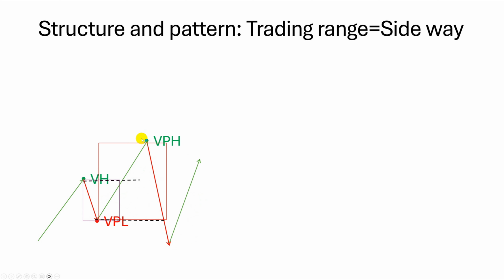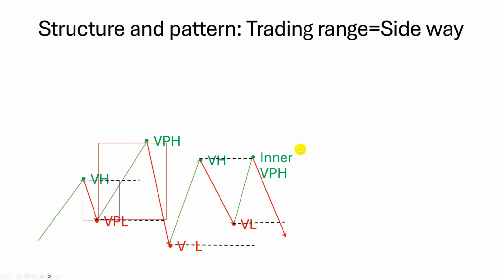It goes up and comes down, but it cannot take this valid low. It creates an inner valid high. And again, it takes it with a little bit of price movement up and gives us a valid low. And again, it takes it, and before it takes the valid low here or the valid high, the protected valid high up there, we again have an inner protected valid high.